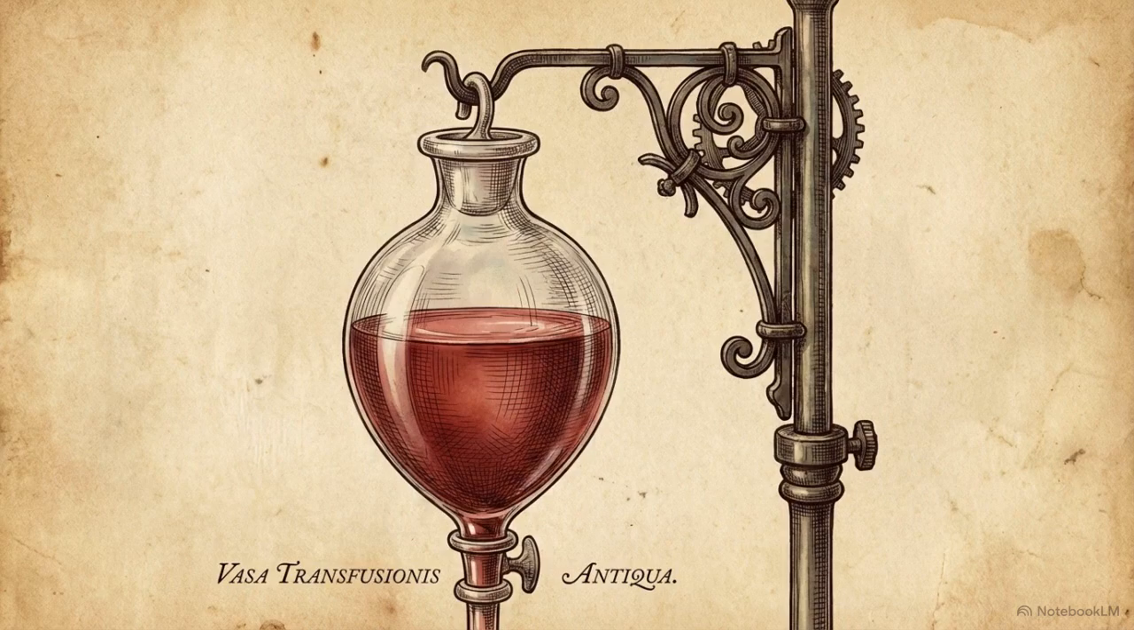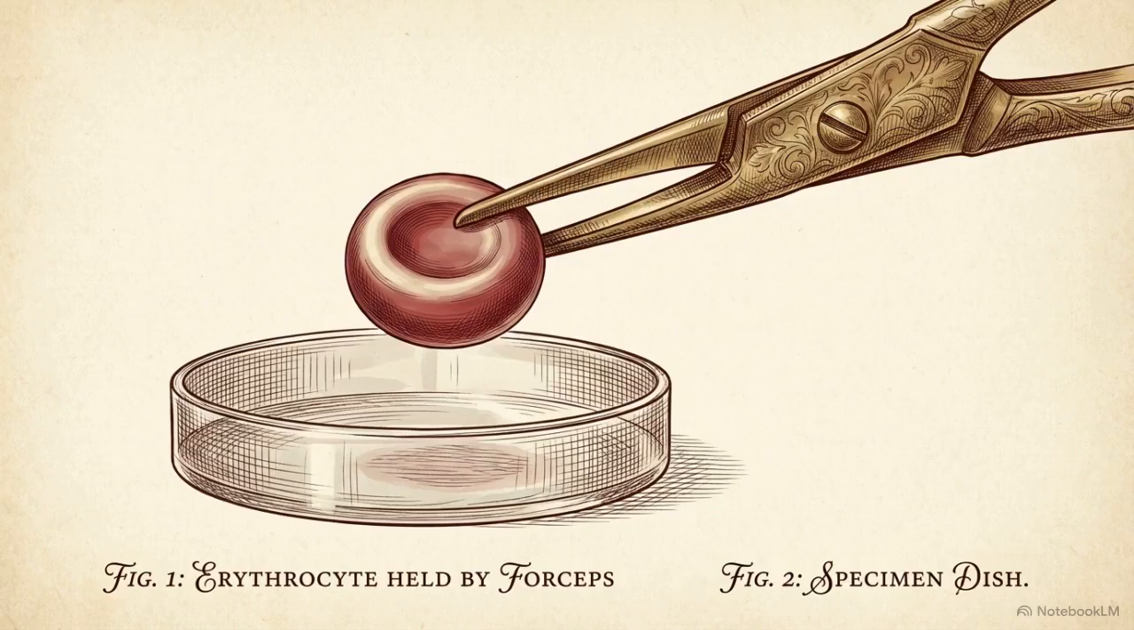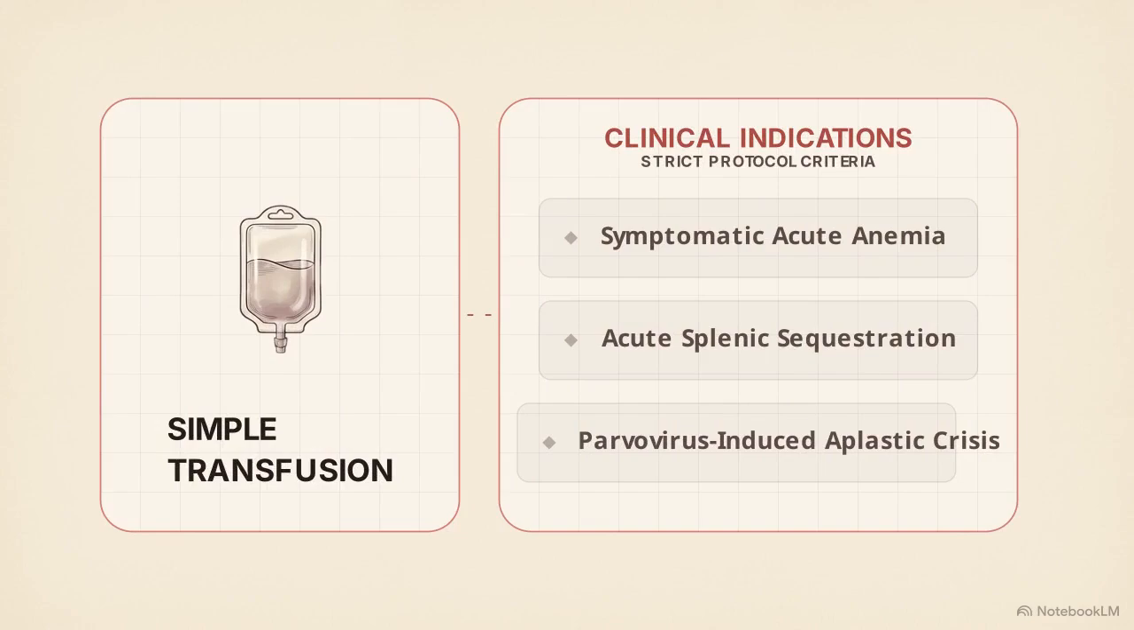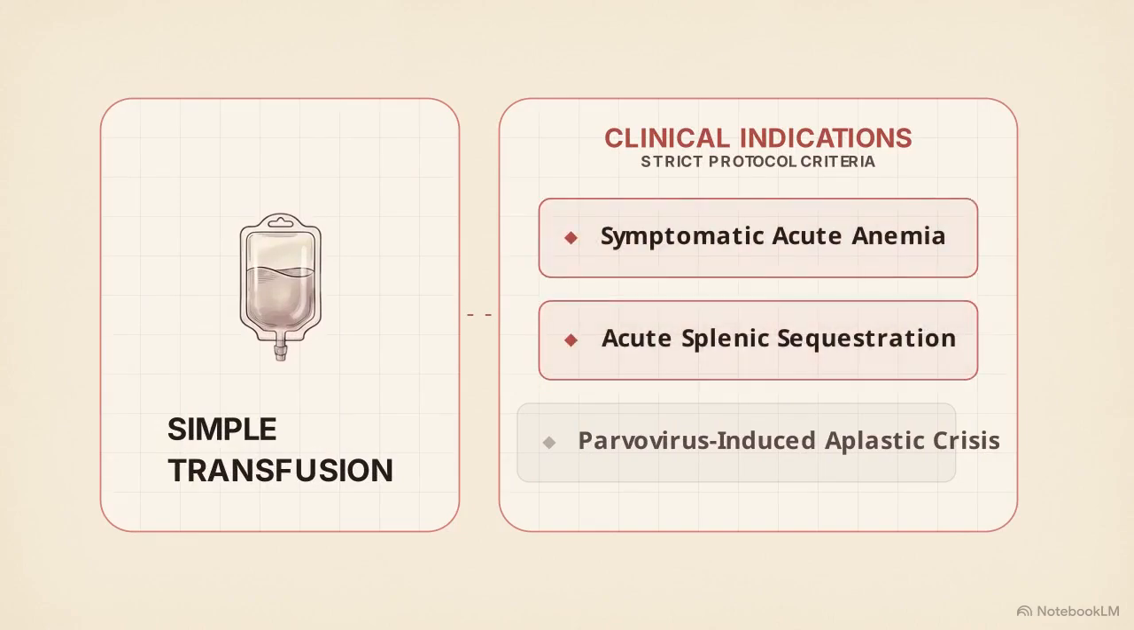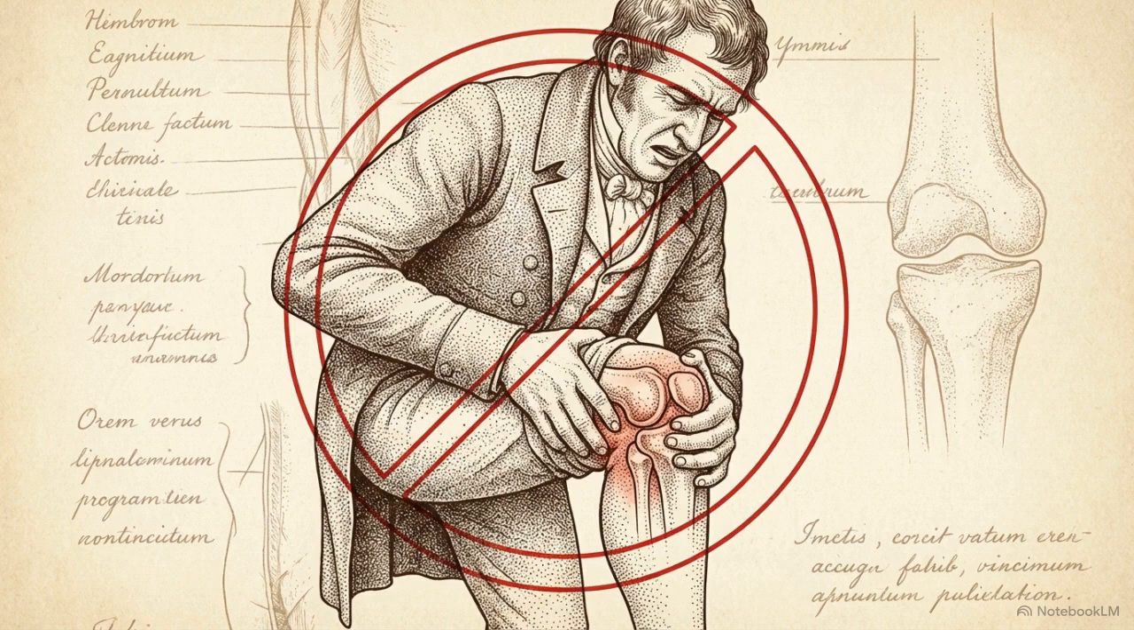To combat these cascades, blood transfusion is a logical intervention. But in hemoglobinopathies, introducing donor blood carries severe risks and must be deployed with extreme precision. Simple transfusions are indicated only for highly specific events: symptomatic acute anemia, acute splenic sequestration, or parvovirus-induced aplastic crisis. They are not used for routine vaso-occlusive pain.